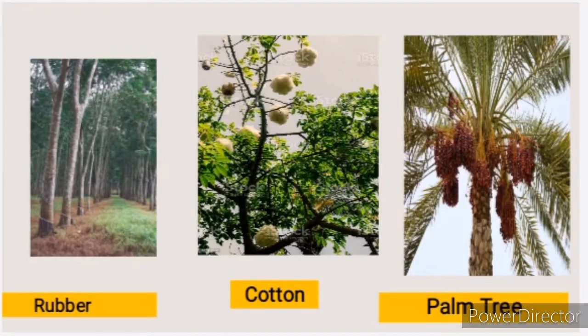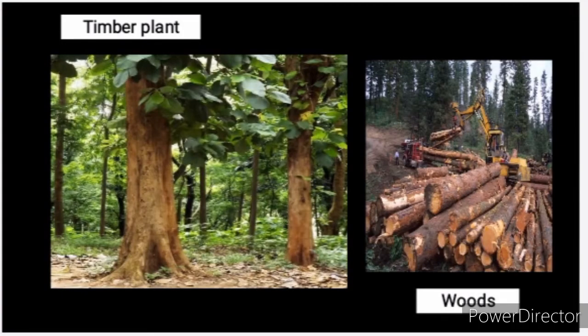While cash crops are crops that are grown to be sold for income, and they are used to make other things. You can see some examples of cash crops here, like the rubber tree, cotton, and palm tree. These things can be used to make other things, so they are cash crops. Before we talk about that, you can also see this is timber. This is a timber plant, and from the timber plant we get woods. We use these woods or these trees to do lots of things.